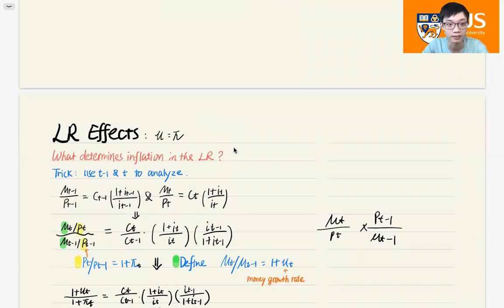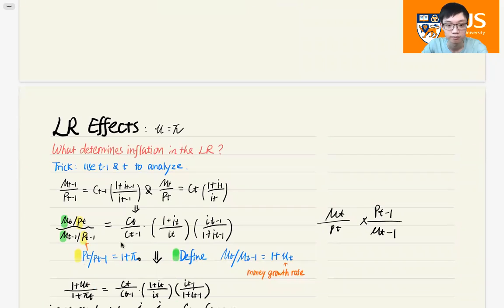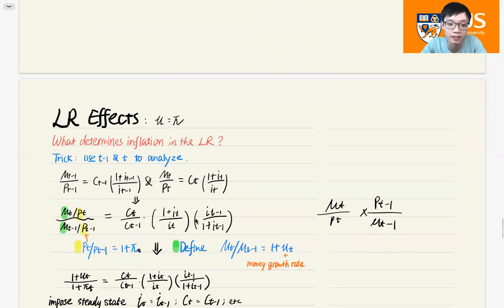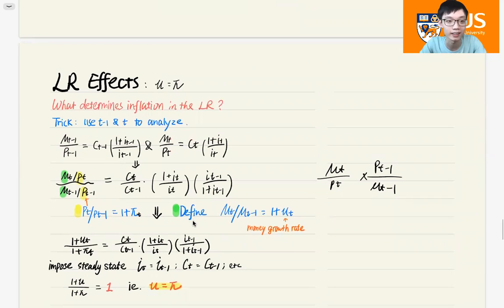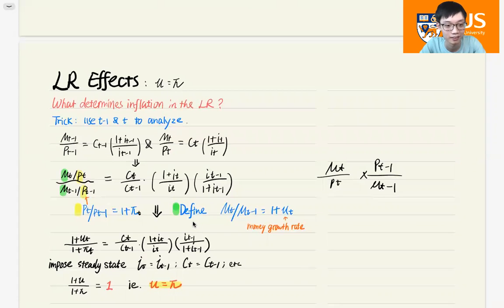But in the long run, in the steady state, real variables will not change. That means CT is equal to CT minus 1, right? And IT is equal to IT minus 1. So anything that is real will not change. Anything that is not real, for example, price, it will change.